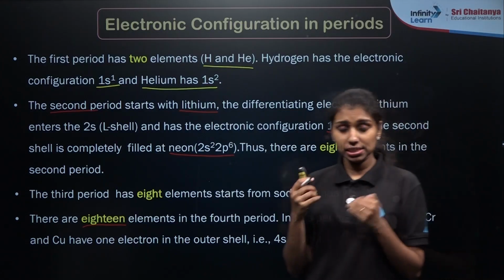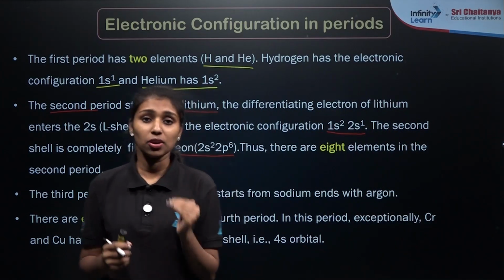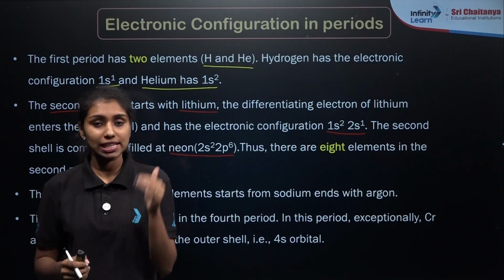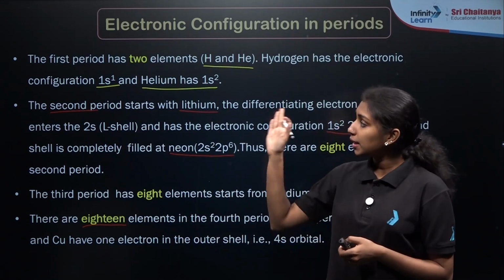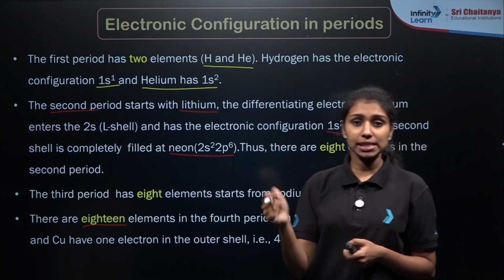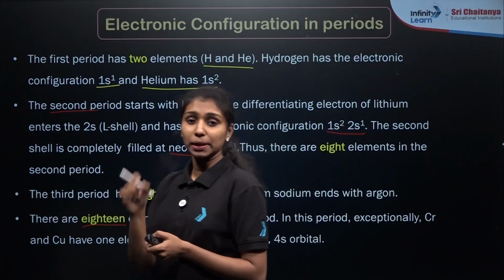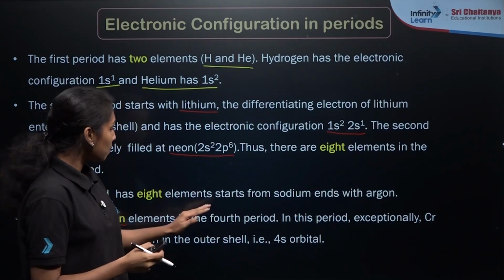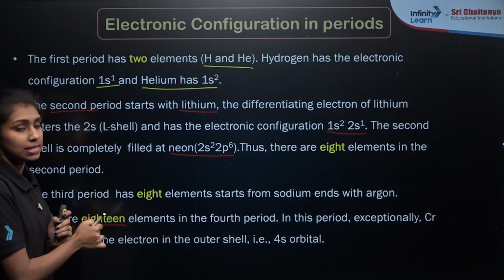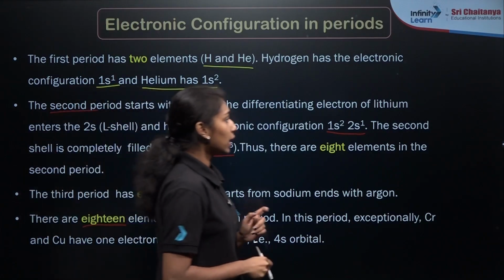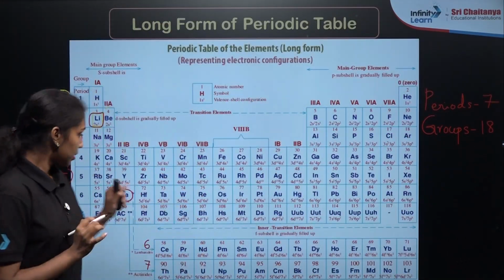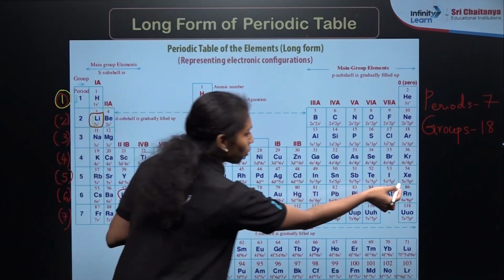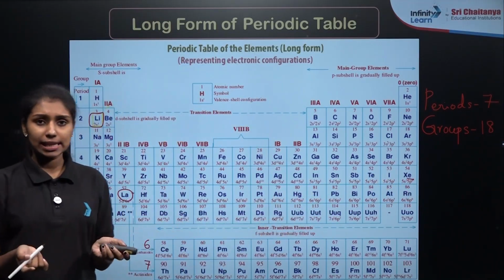Clear? We are just giving the idea of electronic configuration and the number of elements present in the different periods. 7 periods are present. In the first period, it is hydrogen and helium only. The second period has 8 elements. Third period also has 8 elements. But the fourth period has a total of 18 elements. Clear? Now what about the fifth period? Here, this is our fifth period, right? Starting from rubidium, ends with xenon. Again 18 elements.